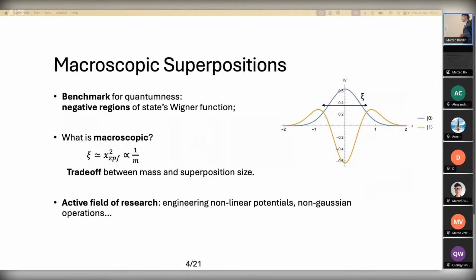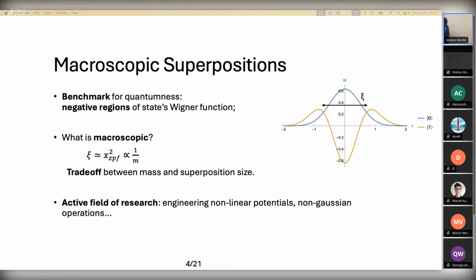Now, what is quantum? What is macroscopic? A bit of definitions here. First, we will talk about Wigner functions. We talk about Wigner functions because this is a quick and easy way to benchmark that the state is quantum. Wigner functions that exhibit negative regions can be said not to have a classical analog, and they are in a quantum state.